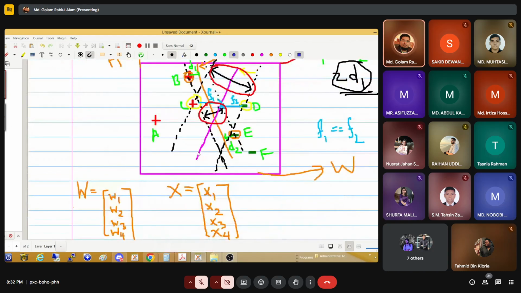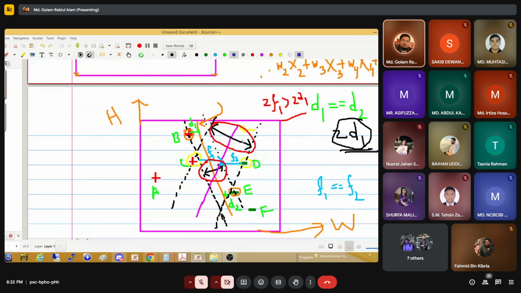Maximize the margin means that for the maximized margin, the distance between the hyperplane and the data points will be higher.